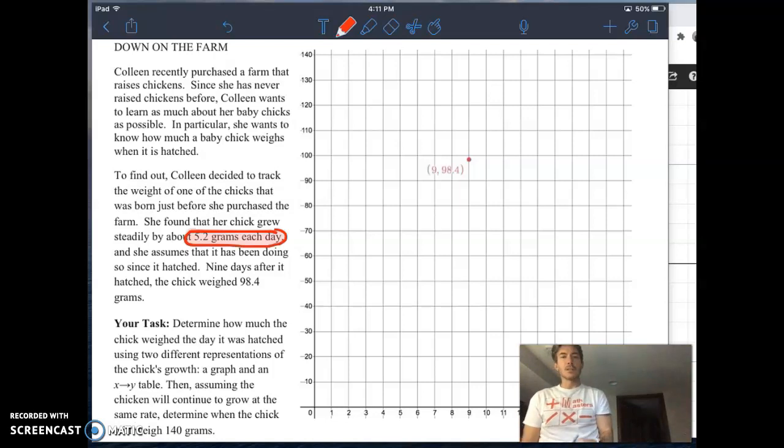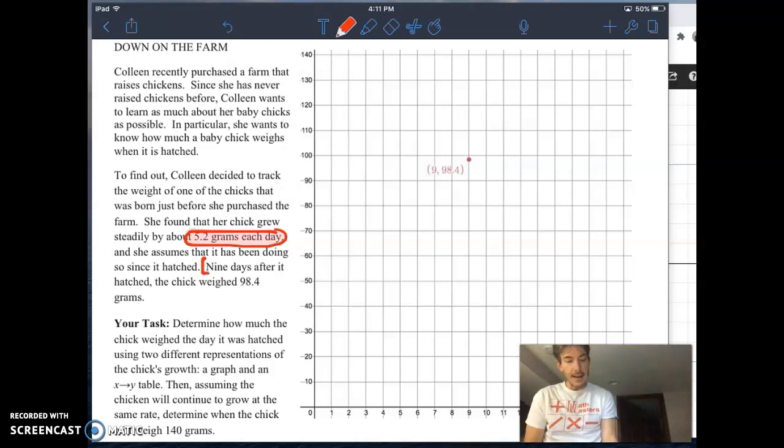Then she assumes it's been growing this way since it hatched. That is a steady growth rate, which means that we can assume that Colleen's model is linear and that slope is going to continue for days 10, 11, etc., but it'll also continue backwards in time, and we're going to need those two ideas and skills. All right, 9 days after it hatched, the chick weighed 98.4 grams.